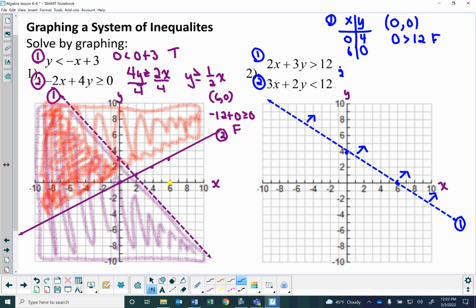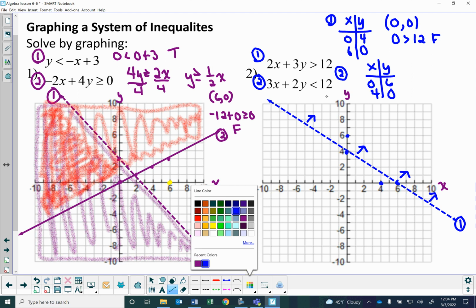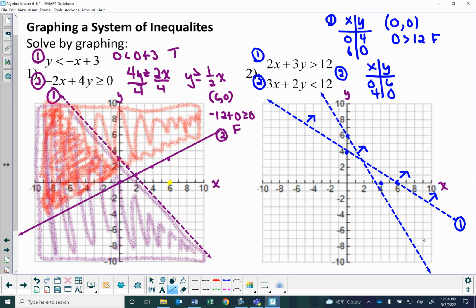If I use my x and y intercepts again, if x equals 0, I get 2y equals 12, so y is 6. If y equals 0, I get 3x equals 12, so x is 4. So here, my x-intercept is 4, 0, that's this point here. My y-intercept is 0, 6, that's this point right here. Again, it's a dashed line. Okay, so I've got all that stuff that I need here. I'm going to dash my line here. Came close. I almost made it. There we go. There's equation number 2.